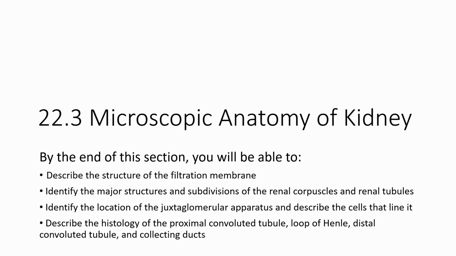So we're going to talk about the structure of the filtration membrane. We're going to talk about the structures and subdivisions in the renal corpuscles and renal tubules. We'll talk about the location of the juxtaglomerular apparatus and the cells we find there. And then we'll get into the histology of the different parts of the nephron, including the PCT, loop of Henle, DCT, and the collecting ducts.